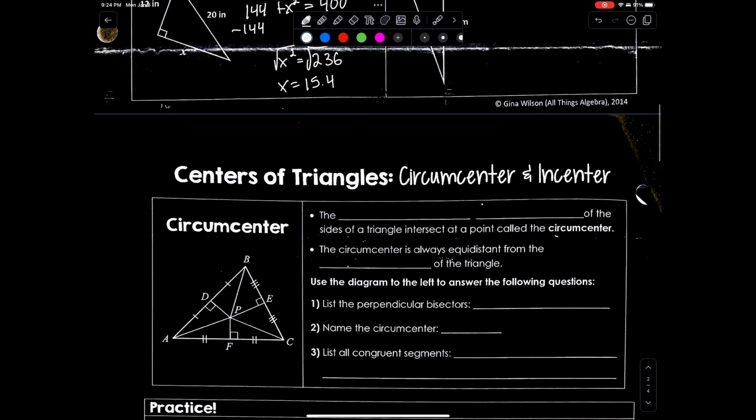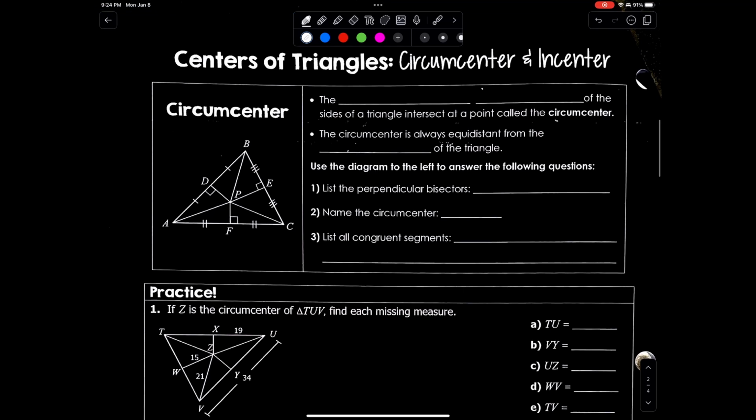Okay. Now for the interesting part. The centers of triangles, the circumcenter and the incenter. So we've got, now take a look. Just take a look at the picture that we have here. We've got all of these guys right here. Every single one of those is a perpendicular bisector. It's perpendicular and it's cutting this side into two pieces.